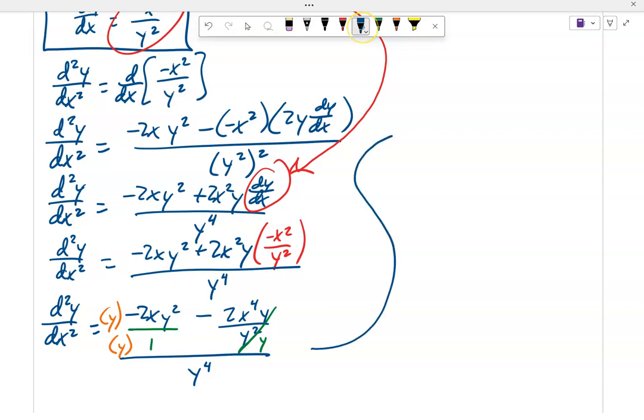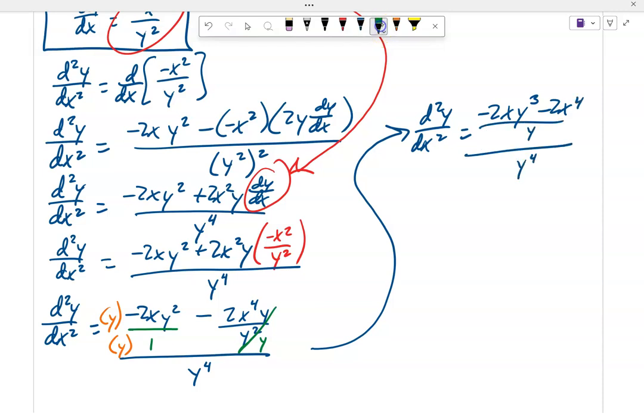So now I have the second derivative is negative 2xy to the third minus 2x to the fourth over y to the fourth. So I'll multiply by the reciprocal, 1 over y to the fourth. And notice I'll have 1 y to the fifth on the bottom.